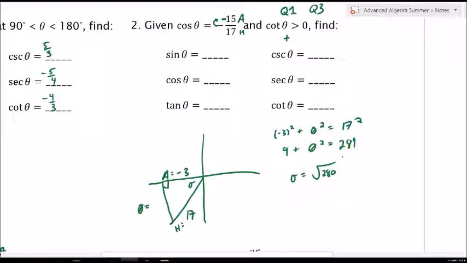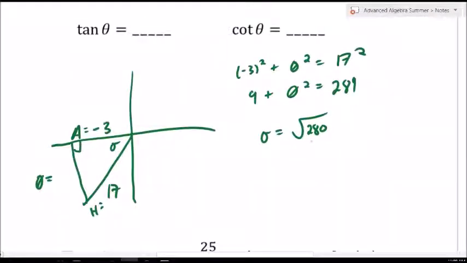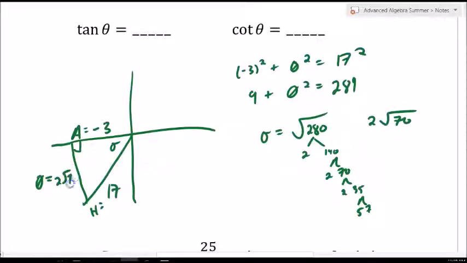Let's see if we can break that down. So 280 divided by 2, 240 gives me 270, 235. So it's one pair of 2s. So I left 2, 5, and 7 in there. So if I multiply those, I get 70. So my opposite side is 2 square root of 70.